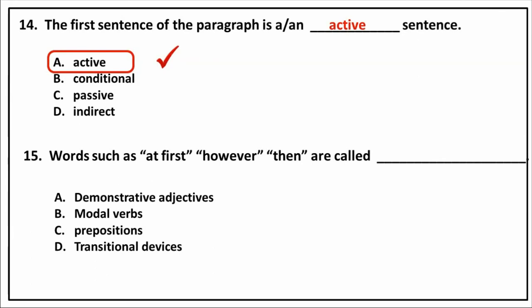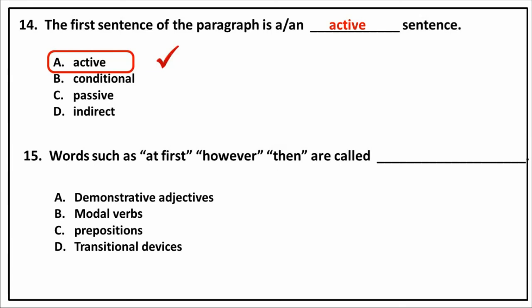The 15th one is words such as at first, however, then are called dash. अल्फाज जैसे कि at first, however, then को क्या कहते हैं? को dash कहते हैं. Option A is demonstrative adjectives, B modal verbs, C prepositions, and D transitional devices. So which is the correct option? Now let's just hear one by one.